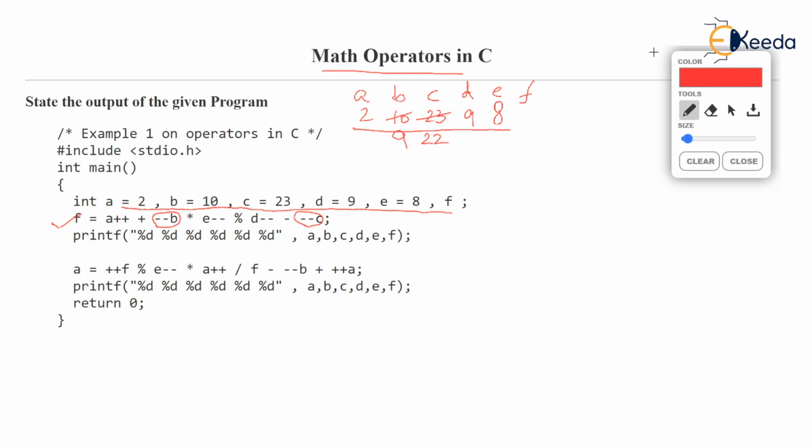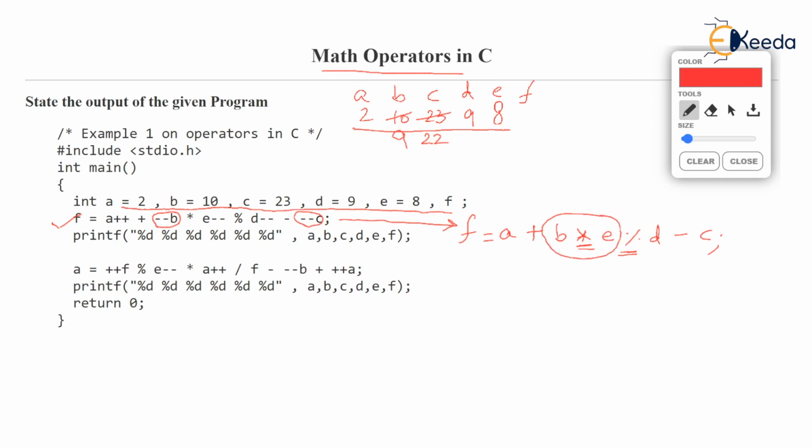When you solve the expression, you just have to put the basic variables in place. So f becomes equal to a plus b into e percent d minus c. This is the expression, isn't it? A plus b into e percent d minus c. So here you know that multiplication and percent have higher precedence than plus and minus. Then which one out of this multiplication and percent will be solved first? Obviously the one which comes first from the left hand side. So b into e will be solved first.